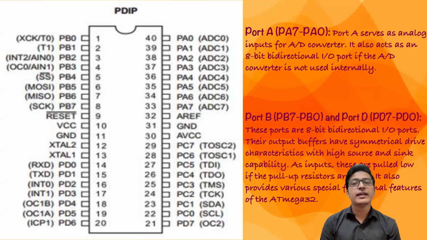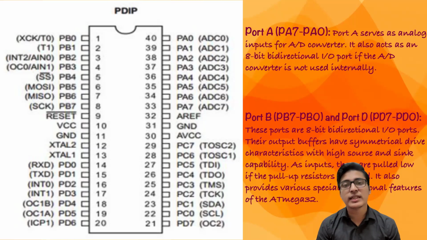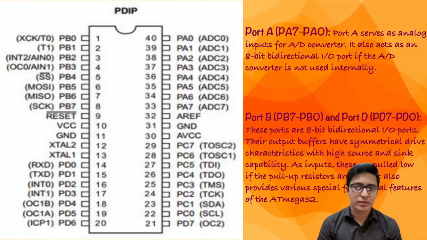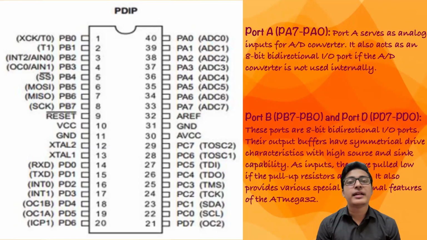So port A, port A means analog, A for analog. It serves as analog inputs for the AD converter. AD converter, dear students, is the analog to digital converter. It also acts as an 8-bit bidirectional IO, that is input output port, if the AD, that is the analog to digital converter, is not used internally. Understood? That's for PA7 to PA0.